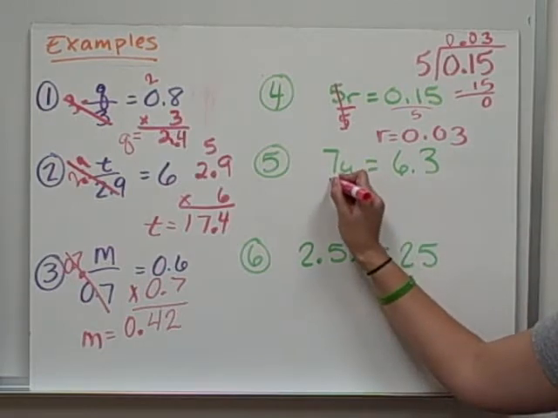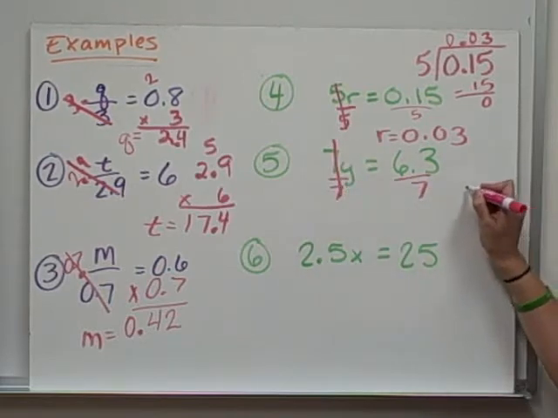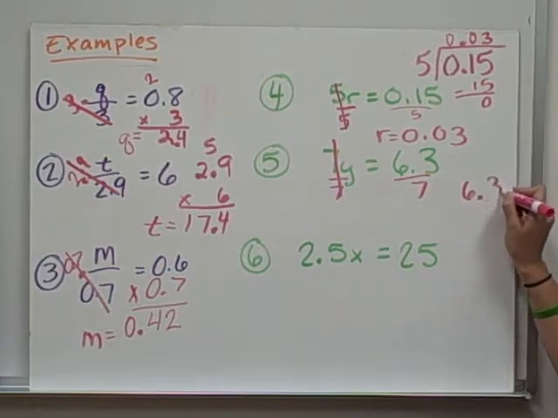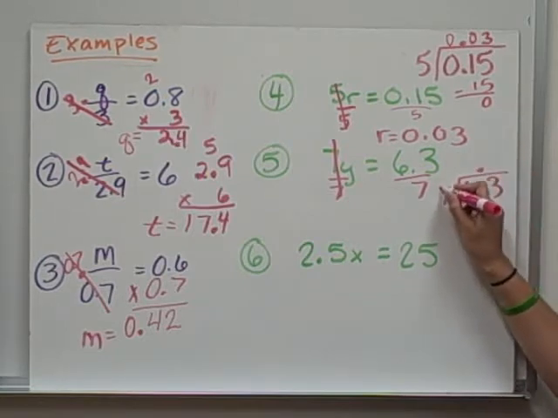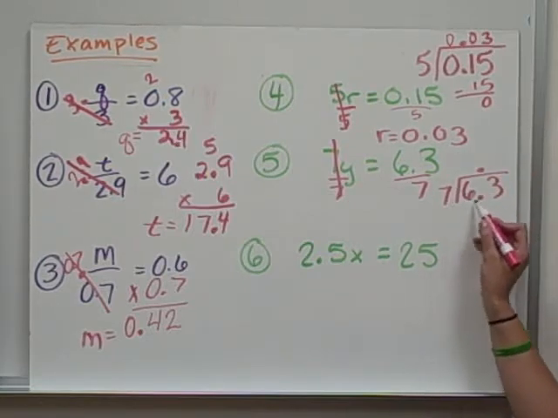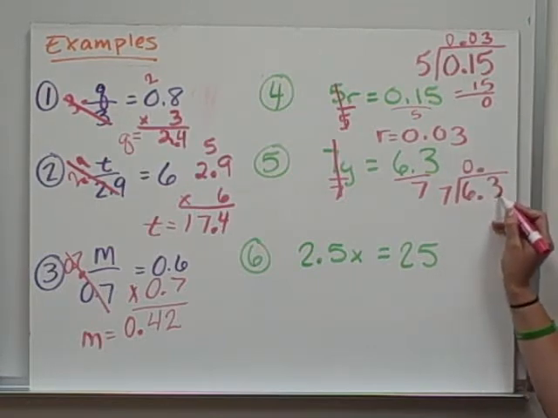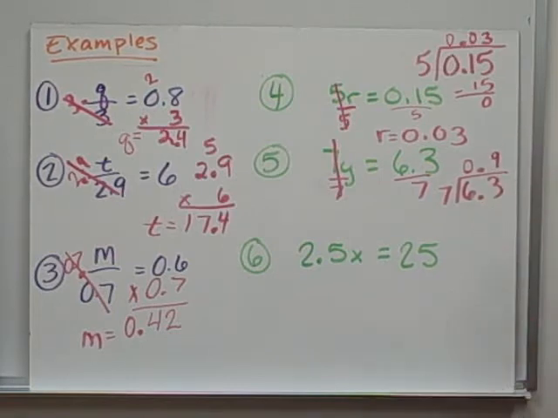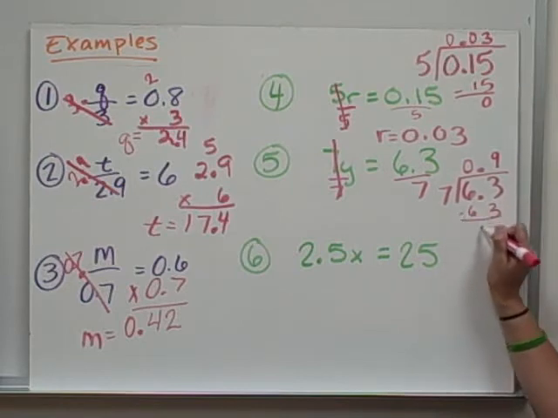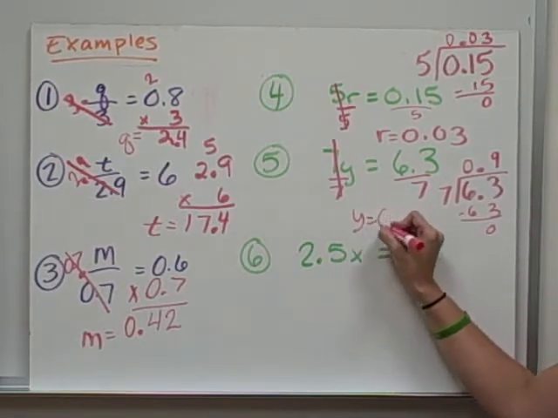Number 5. Let's divide both sides by 7. Do some long division. 6.3 divided by 7. Let's bring up my decimal. Can 7 go into 6? No, it cannot. Can 7 go into 63? Yes, it can. 7 goes into 63 9 times because 9 times 7 is 63. So I've got no remainders left. Y equals 0.9.